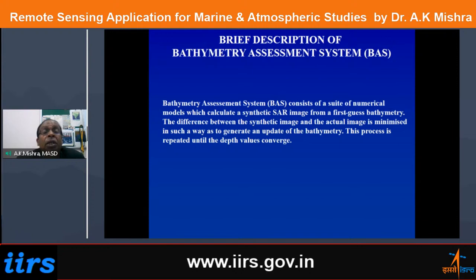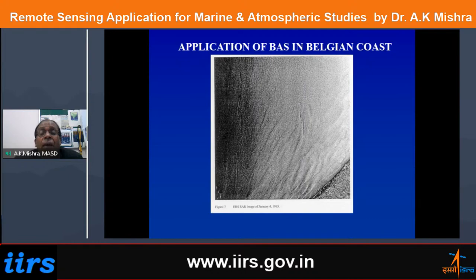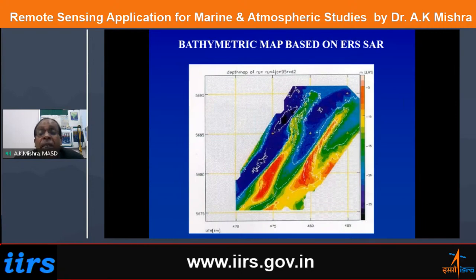One of the software packages is the bathymetry assessment system, which consists of a numerical model that calculates a synthetic SAR image from a first guess bathymetry. The difference between the synthetic image and the actual image is minimized in such a way as to generate an update of the bathymetry. This process is repeated until the depth values converge. This is the summary of that principle, and this is one of the SAR images, and after applying the BAS system, you are getting the coastal bathymetry in the near shore water.